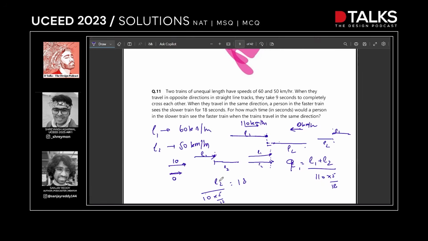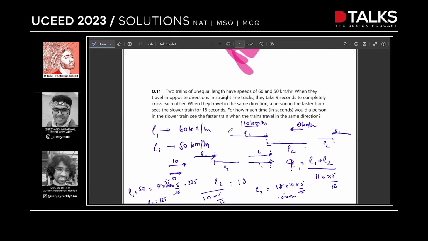L2 is, let's just calculate, L2 is equal to 18 times 10 into 5 by 18, which is 50 meters. And we place this here. So L1 plus 50 is equal to 9 times 110 into 5 by 18, which is 275. So that means L1 is equal to 225.